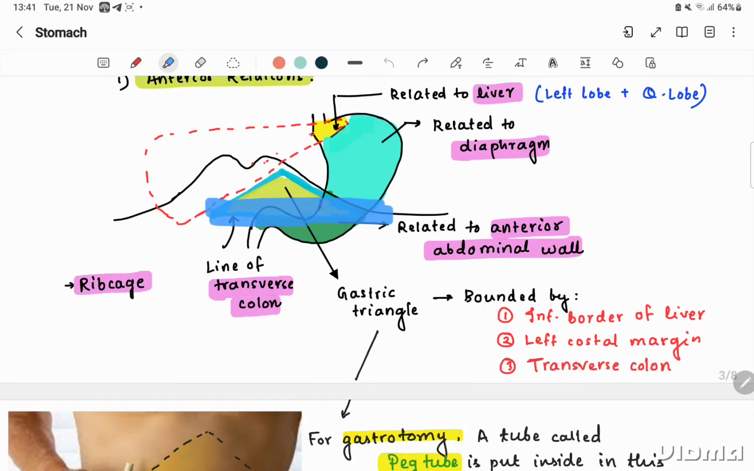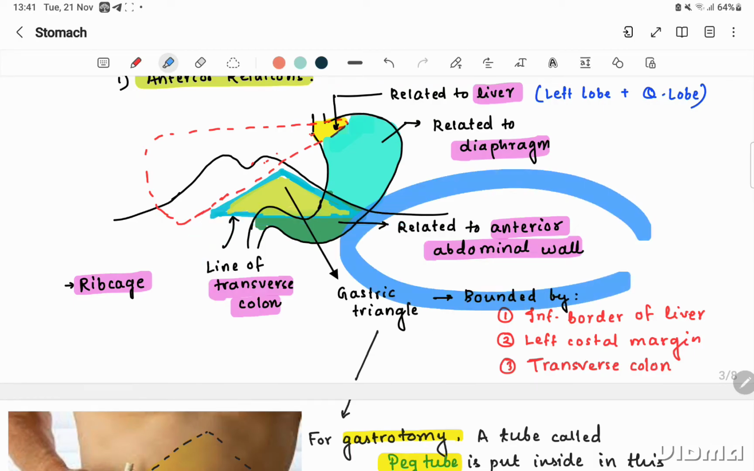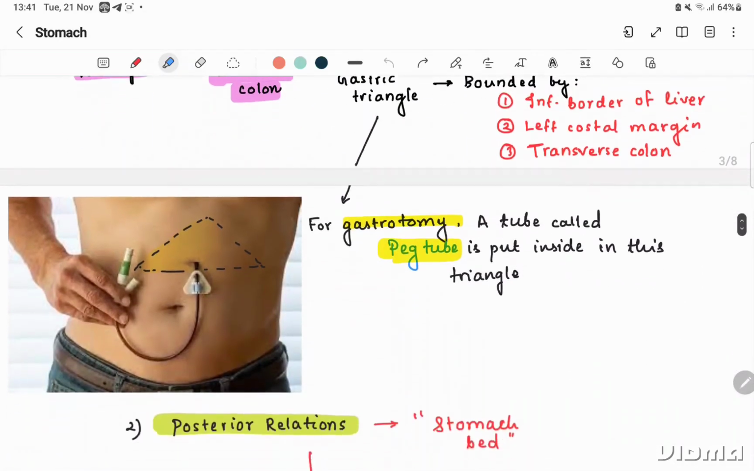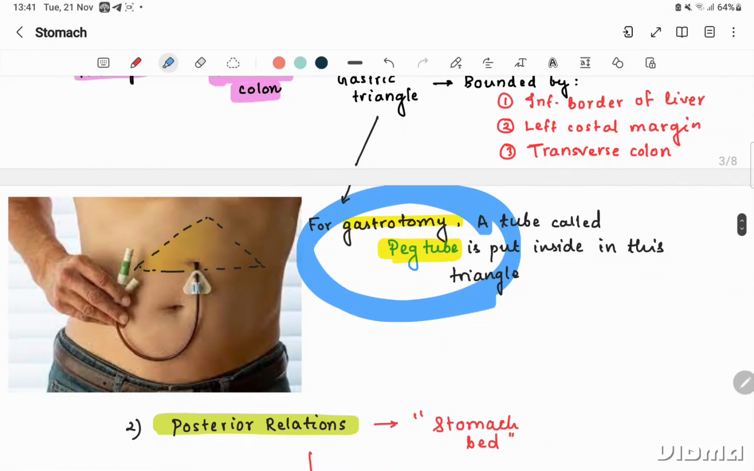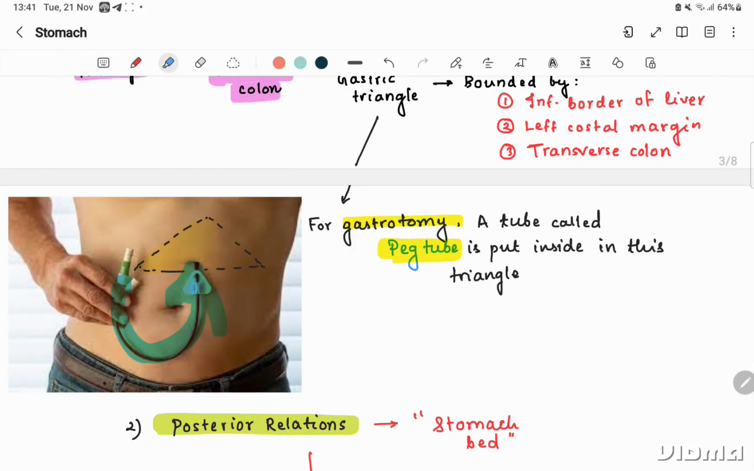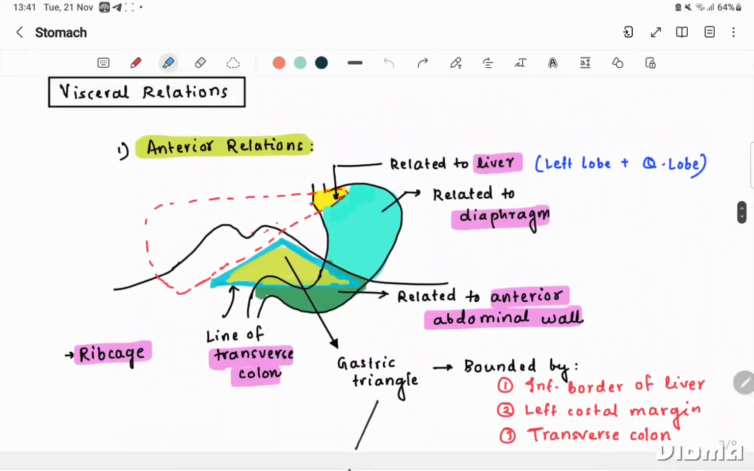The transverse colon, this one. Here you'll see the presence of a transverse colon. So this is the gastric triangle. And what is important in this gastric triangle is that in gastrostomy, a tube called a PEG tube is put inside this triangle only.